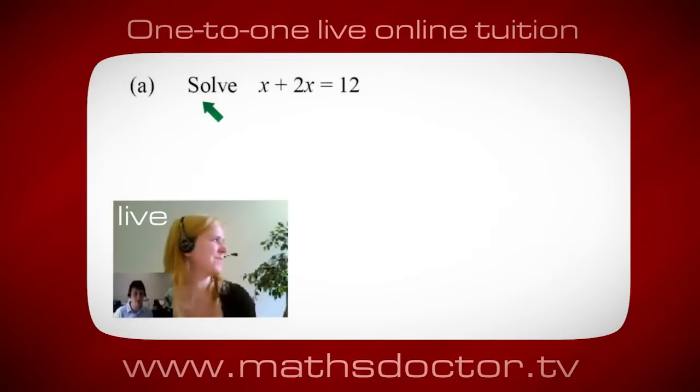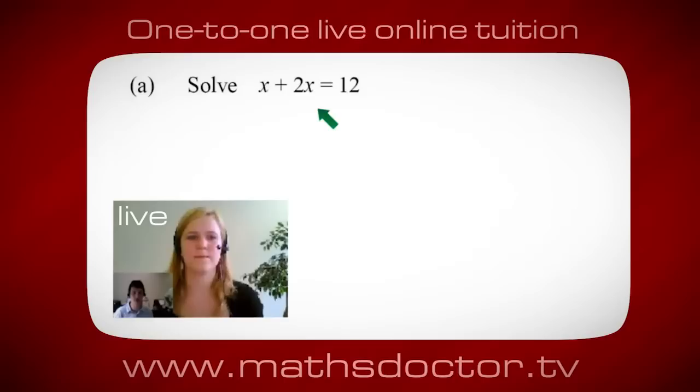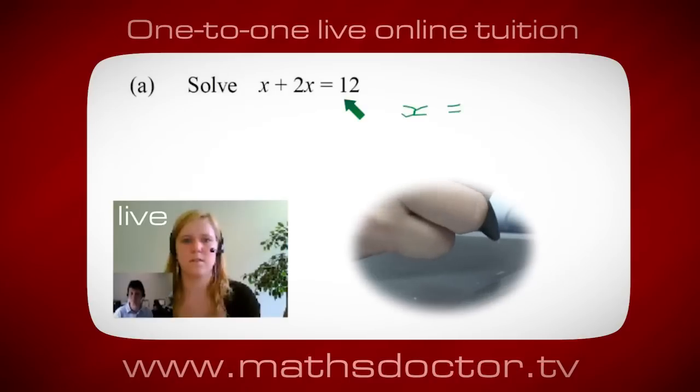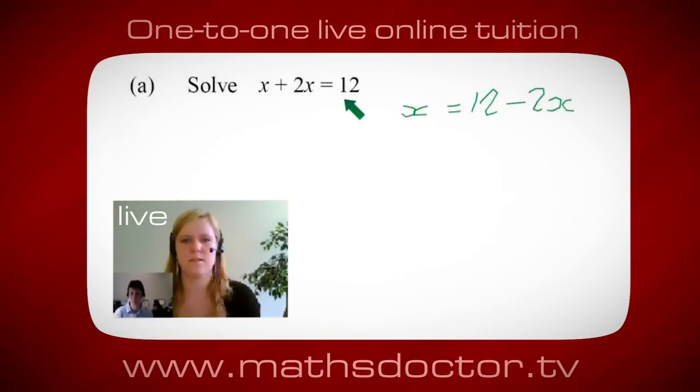Okay, Mary, so let's have a look at this one. So solve x plus 2x equals 12, so what do you think you do first? Okay, well, I want x on its own, so I would put x equals 12 minus 2x. Okay, so a lot of the time we want to get x by itself, but what we want to do first is get all of these x's together. So can you see anything we can do with this? Get all these together in one place.